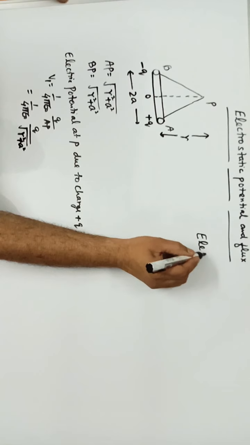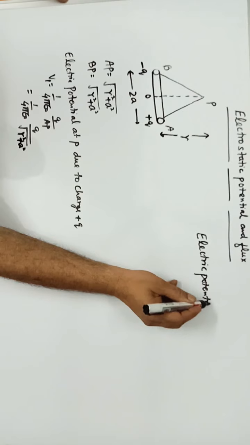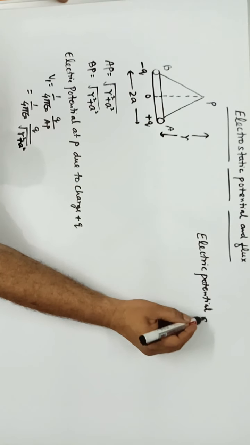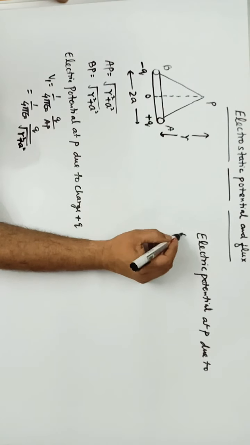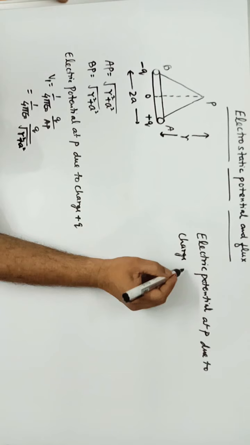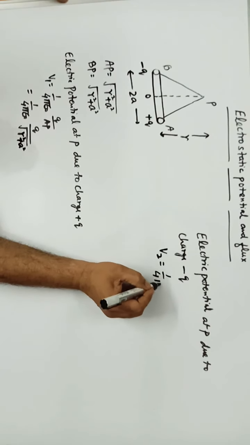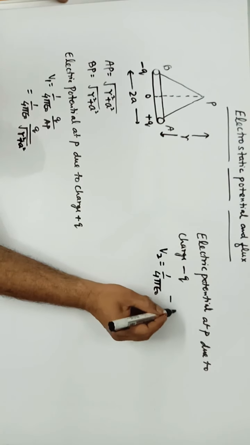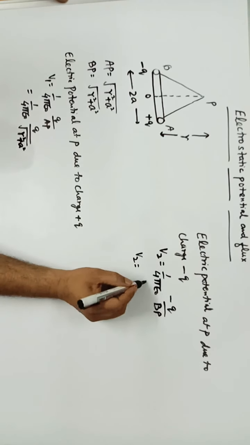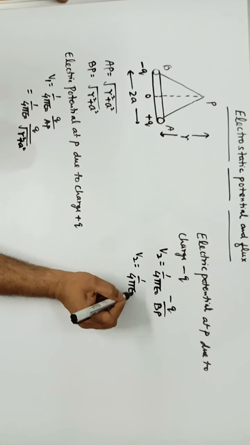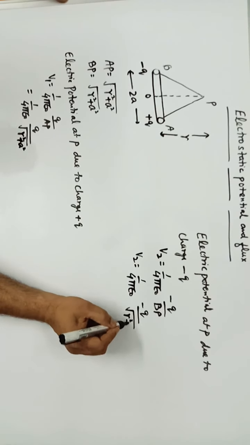Electric potential at P due to charge minus q, V2, is 1 upon 4 pi epsilon naught minus q upon BP, which is 1 upon 4 pi epsilon naught minus q upon under root r square plus a square.